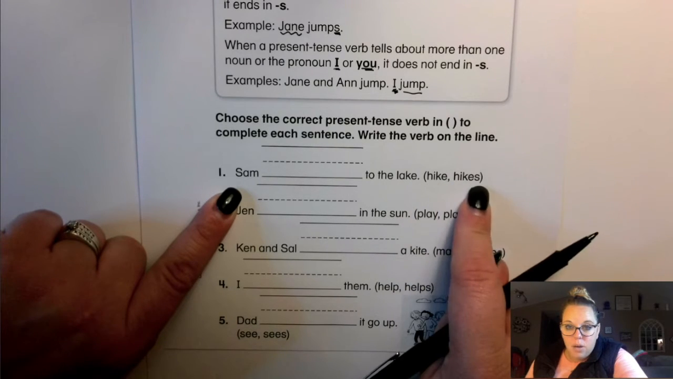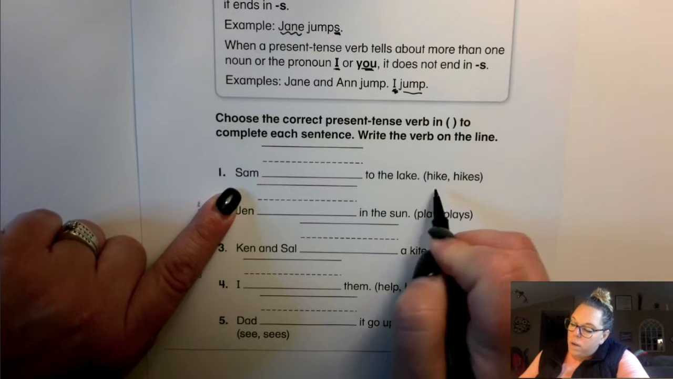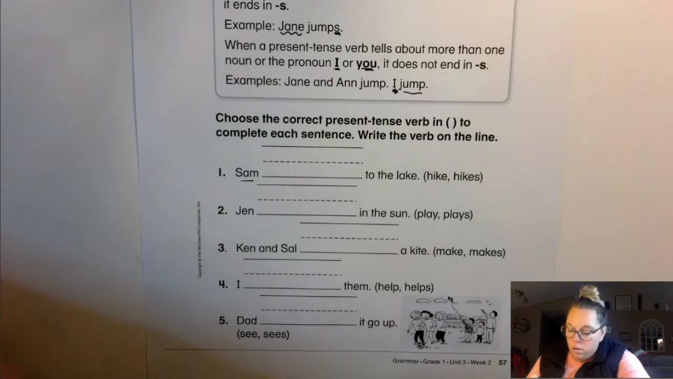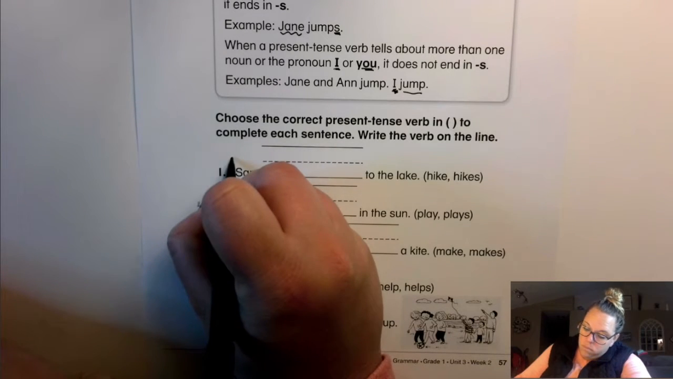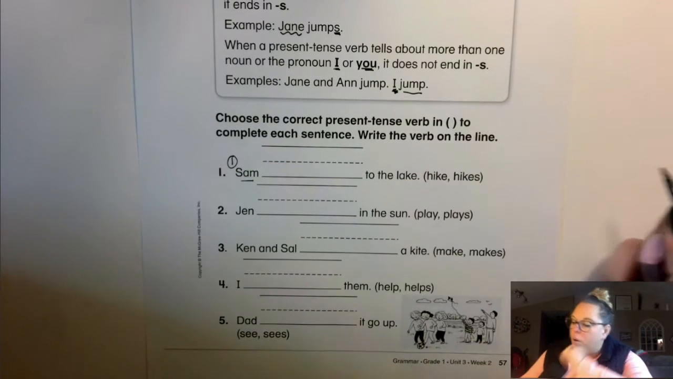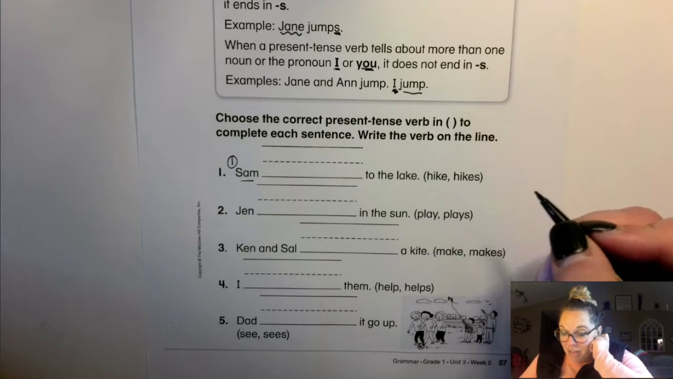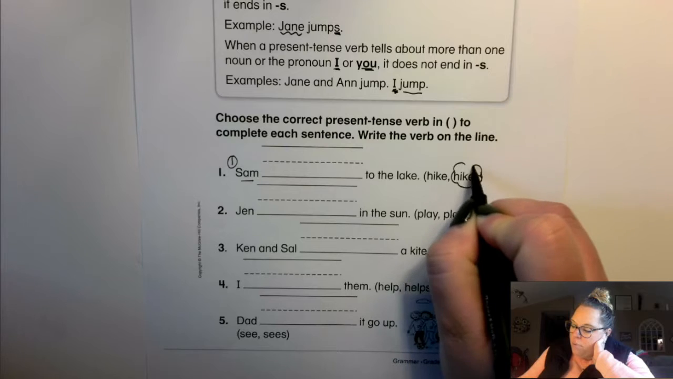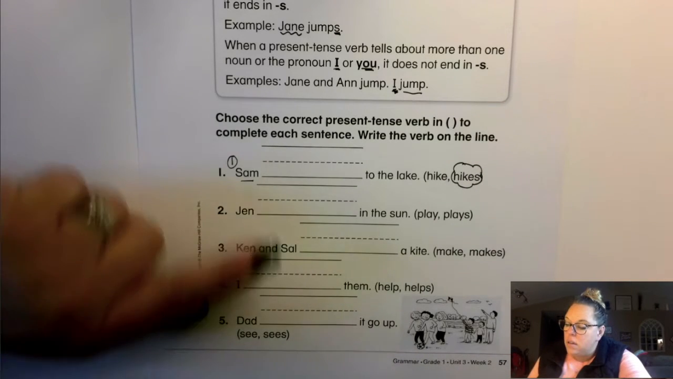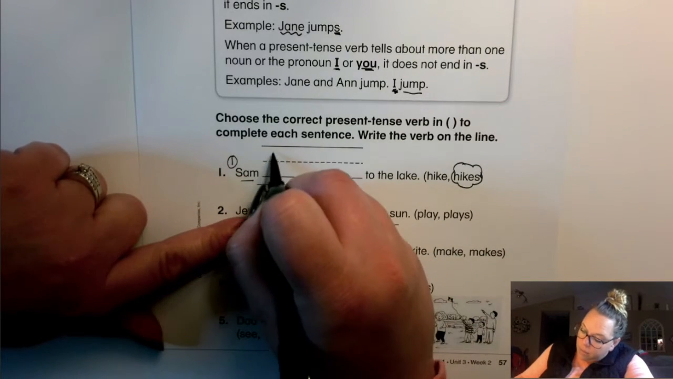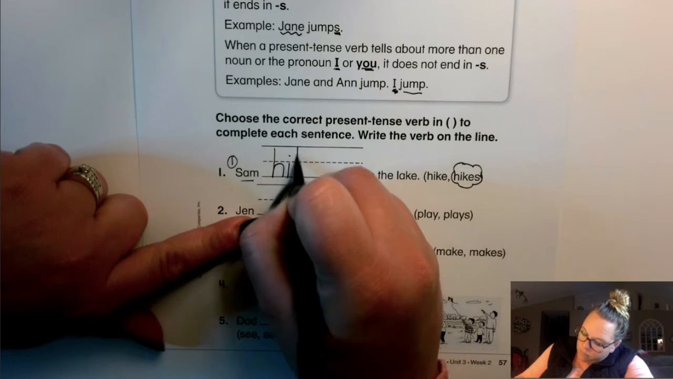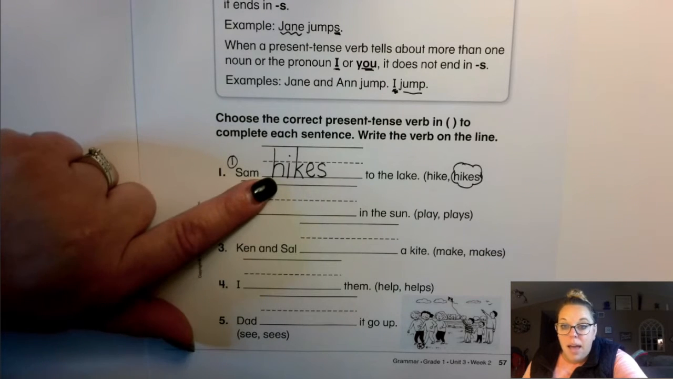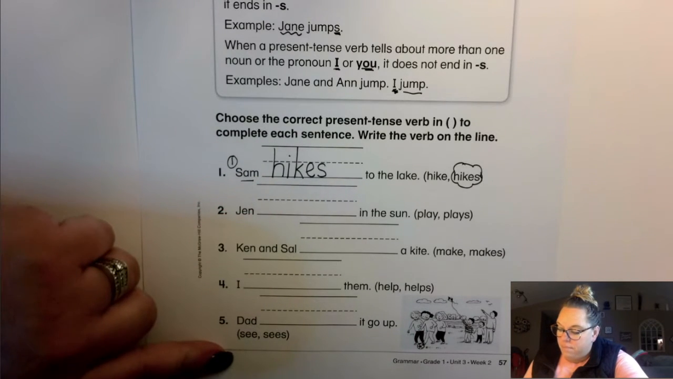Hike to the lake or hikes to the lake? Well, what is the hiking? Who is it talking about? Sam. Is Sam one or more than one? One. So I need to have an S at the end of my verb. Sam hikes. Go ahead and put a cloud around hikes. And now we need to write it on our line. Sam hikes to the lake.